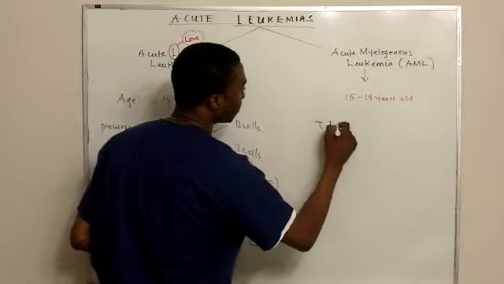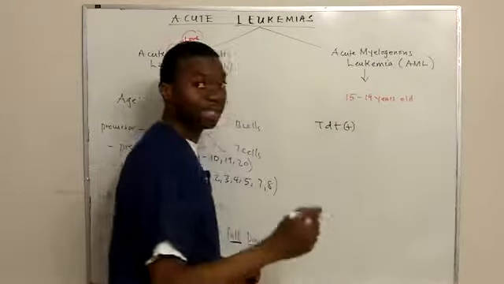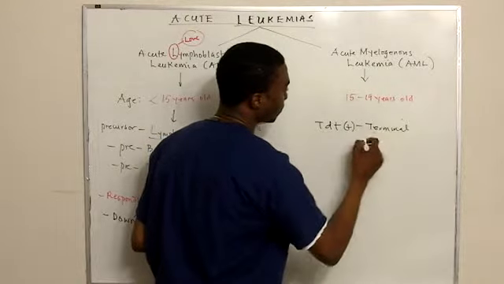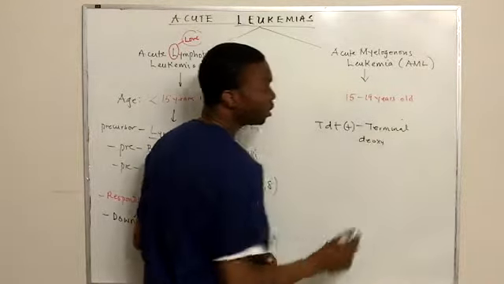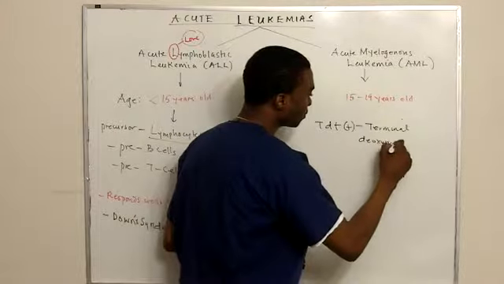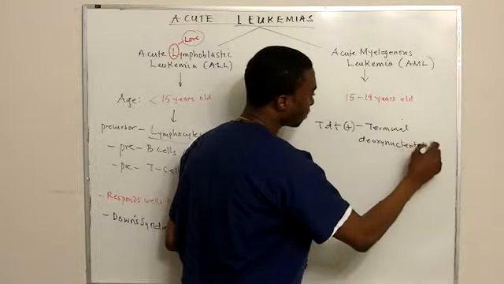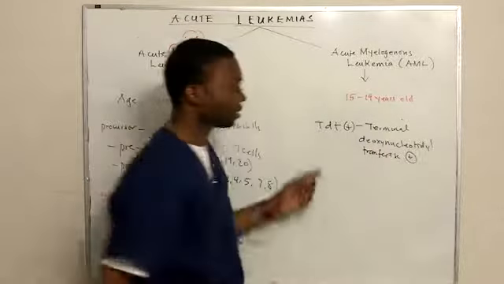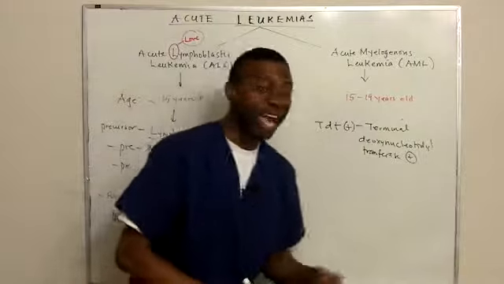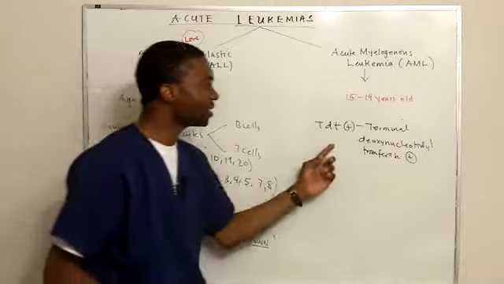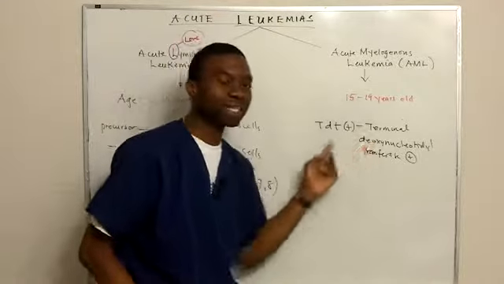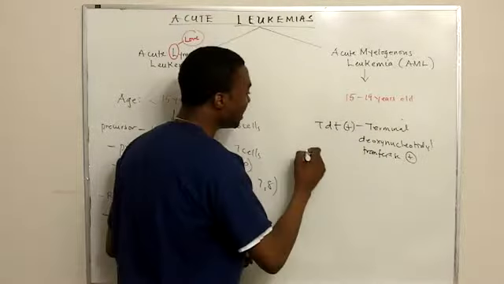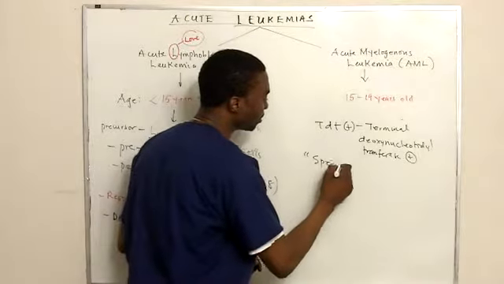TDT positive. TDT stands for terminal deoxynucleotidyl transferase positive. Well, when we diagnose ALL, we find cell lines that have this enzyme in them. This is actually a specialized DNA polymerase.